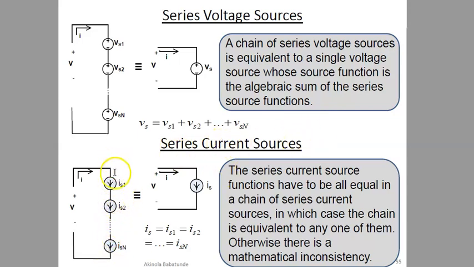When current sources are connected in series, only one of them is going to be the equivalent current source. So Is will just be equal to Is1, or equal to Is2, or equal to Isn. The series current source functions have to be all equal in a chain of series current sources, in which case the chain is equivalent to one of them. Otherwise, there is a mathematical inconsistency. This is very important.